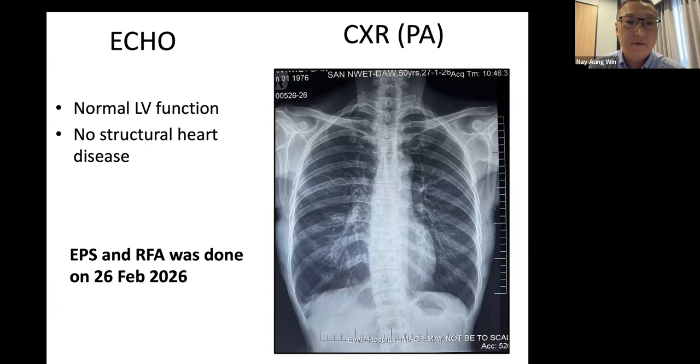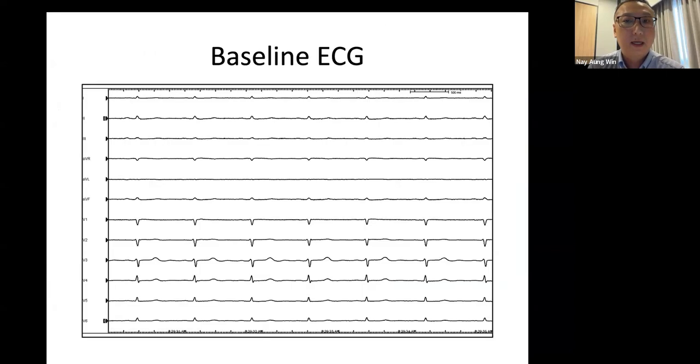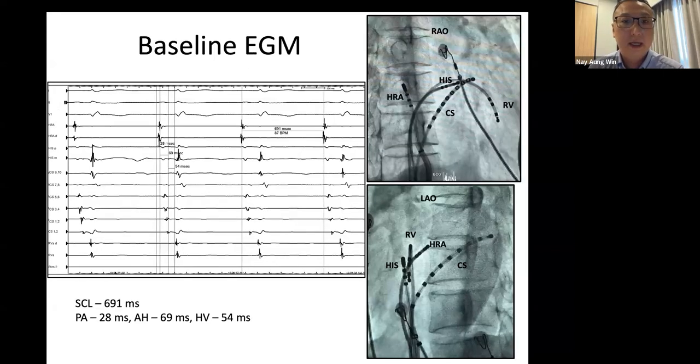EP study and RFA was done on 26 February this year. And this is the baseline ECG, and this is the baseline intracardiac electrogram and the baseline catheter position. Two quadripolar catheters to the His and the RV, a non-irrigated ablation catheter to the HRA, and a decapolar catheter to the CS. And the baseline conduction intervals were within normal limits.